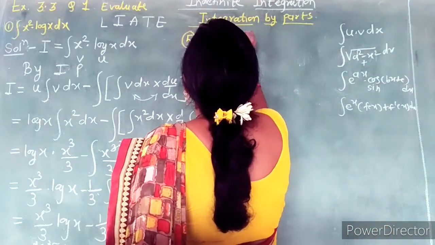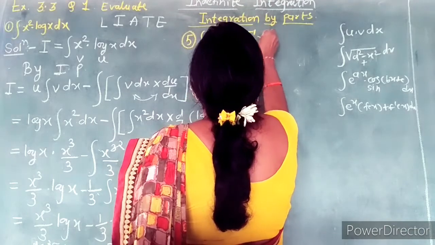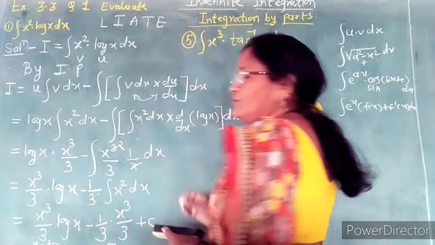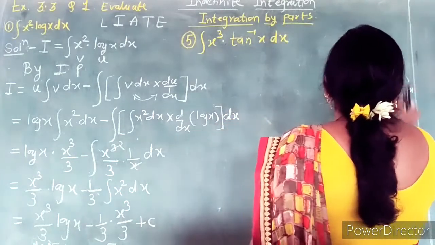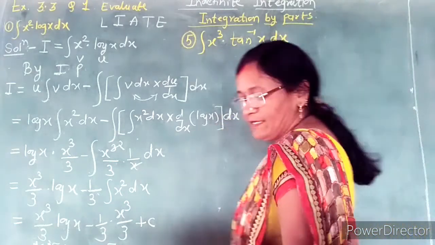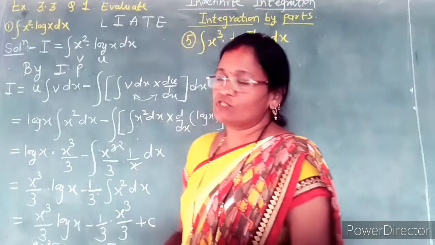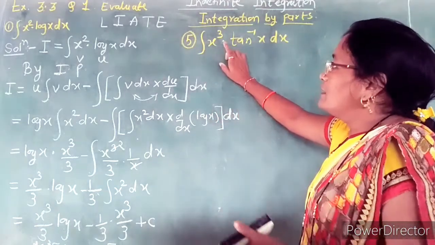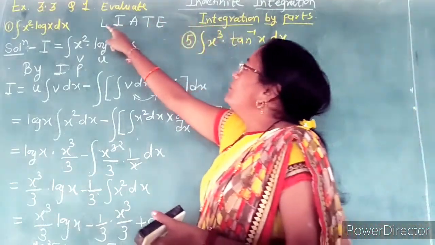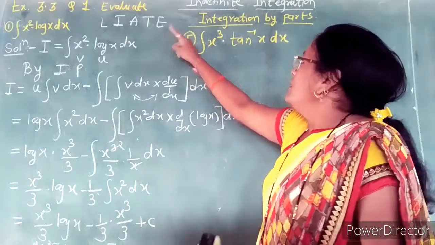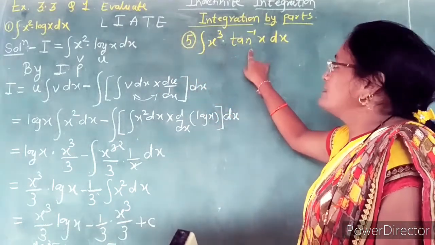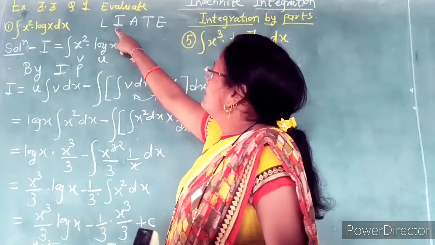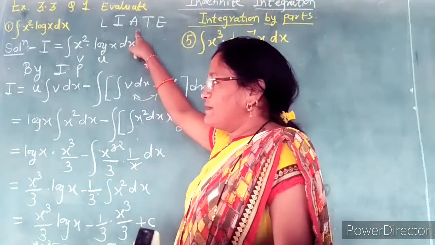x cube into tan inverse x integral with respect to x. So how to evaluate this integral? For this case we can take again the integration by parts rule, but here the choice of the function is according to the LIATE rule. We take two types of functions, algebraic and inverse. So here the inverse function comes before the algebraic function.